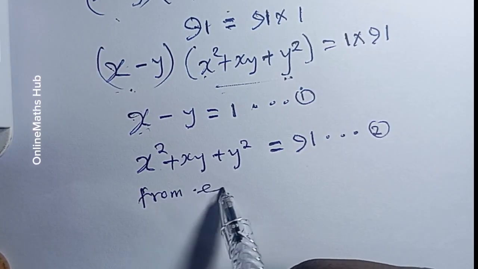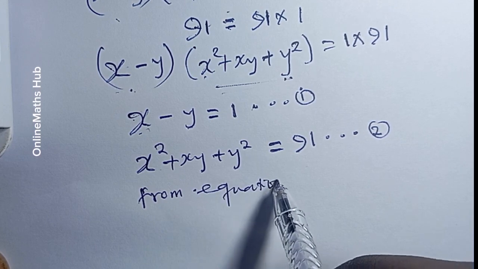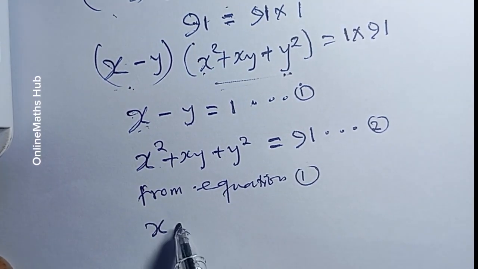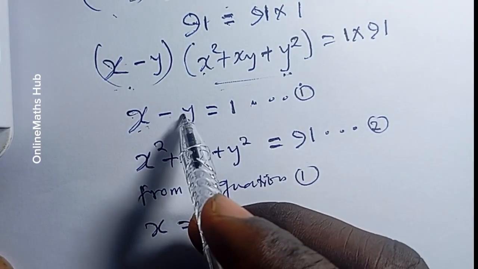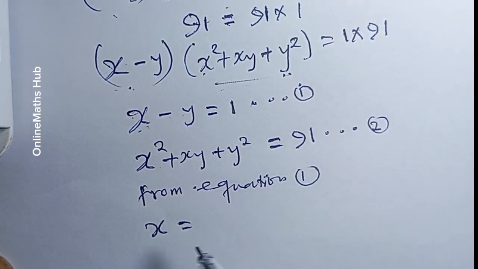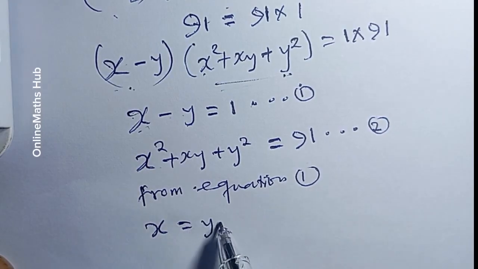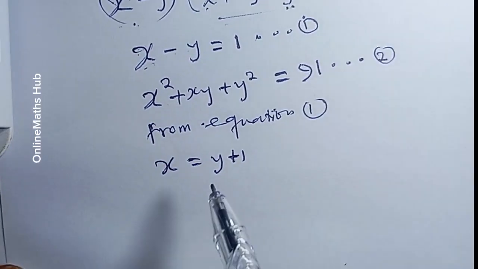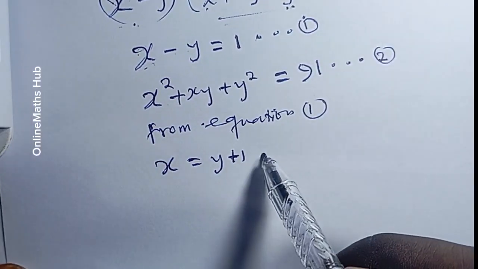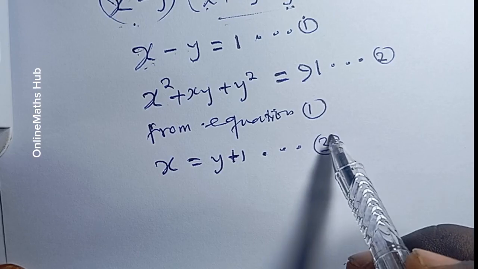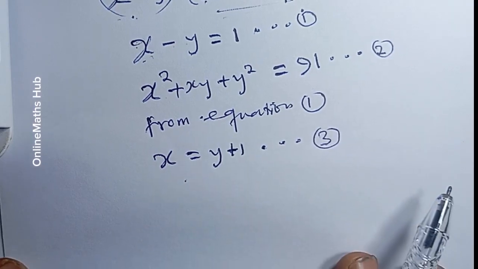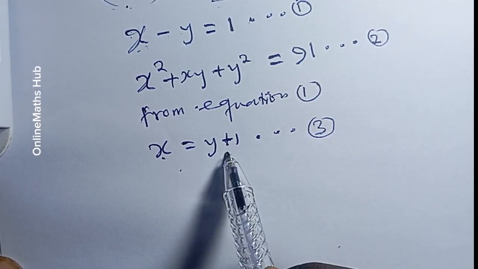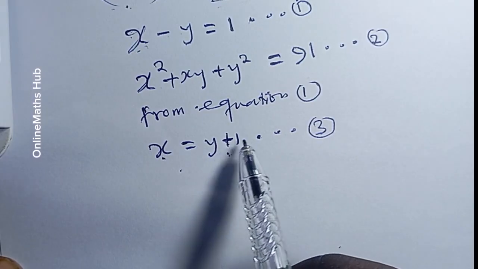From equation 1, we're going to make x the subject. If we push y to the right hand side, x is equal to y plus 1. We can call this equation 3, and we go ahead and substitute it in equation 2. Whatever we see x, we replace it with y plus 1.